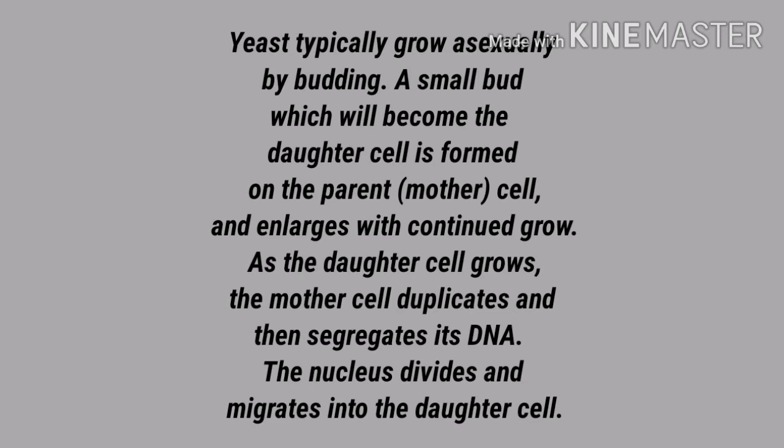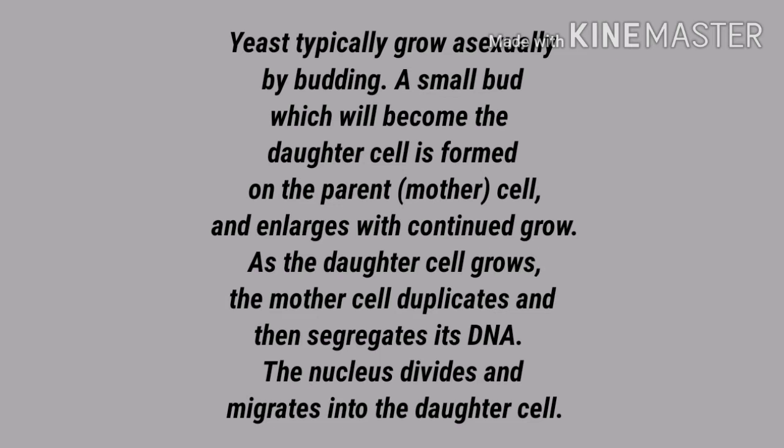It is a fungus which grows asexually, and a small bud, which is a daughter cell, detaches itself from the parent cell and thus grows on its own. So this reproduction is via budding, asexual reproduction. That's why we call it budding in yeast. Now we will start with the experiment.